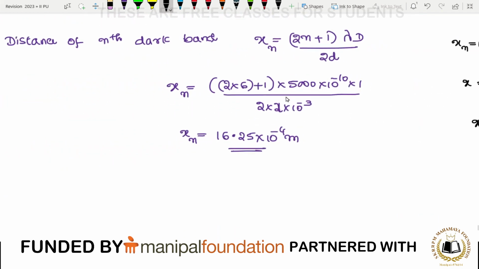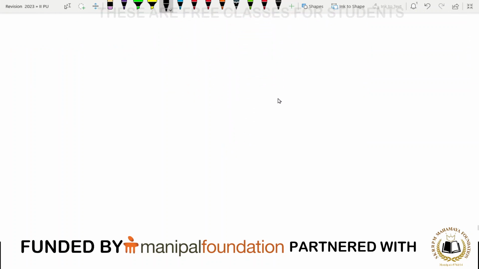Okay, next concept we can discuss here. We already discussed Brewster's law in the previous class. Now comes Malus law. What does Malus law say? The Malus law formula is I is equal to I naught cos square theta. Let me write that Malus law, or Malus equation: I is equal to I naught cos square theta.